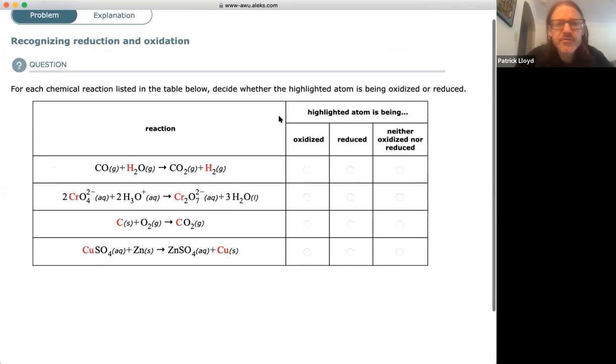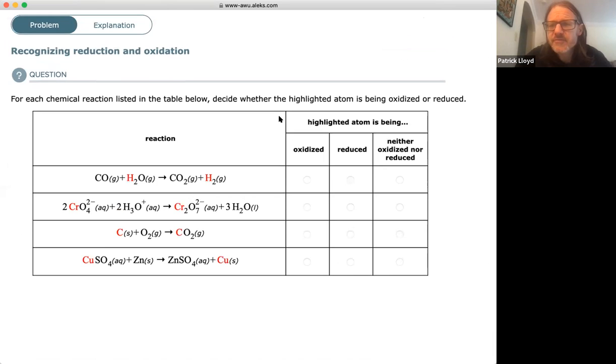Actually, before I go through this one, I want to give you a little bit of background on how we determine this. We're going to do it essentially based on oxidation numbers. Okay, that's why we learn the oxidation numbers.